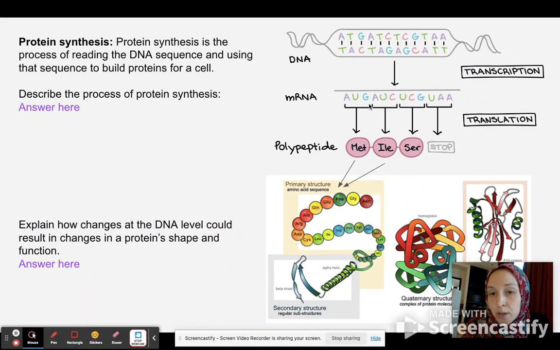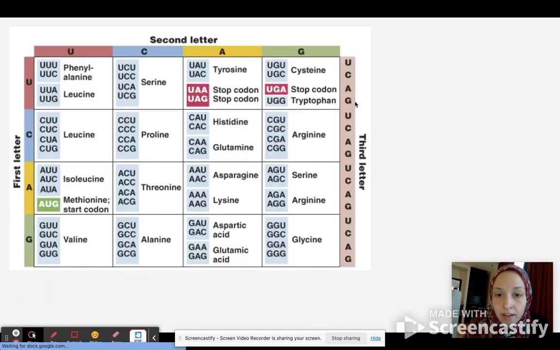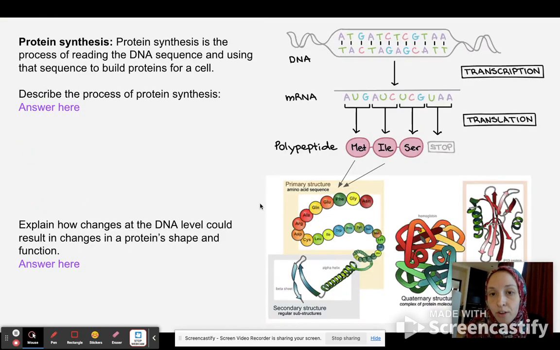After it's done making our mRNA strand, the ribosomes read the mRNA strand in groups of 3. Each group of 3 is called a codon, and the codon tells us what amino acid is going to go next in the sequence. The codon AUG is the start codon. It tells the cell this is where the protein starts, and it codes for the amino acid methionine.